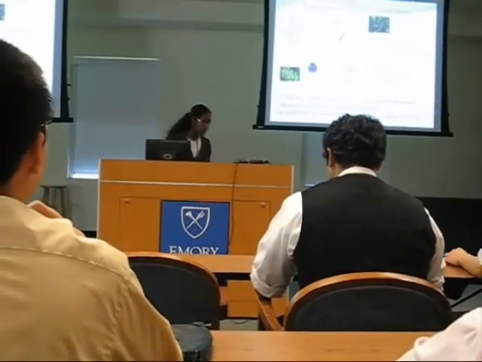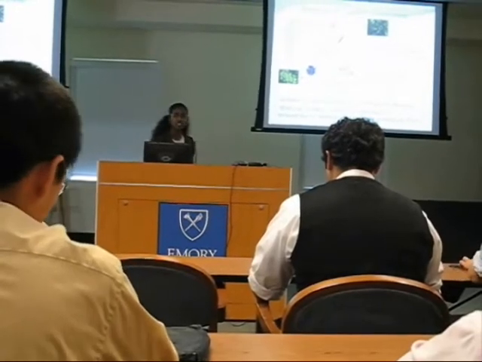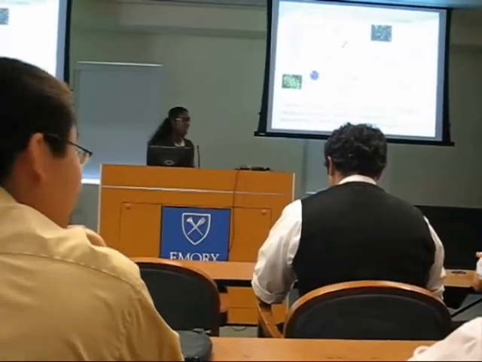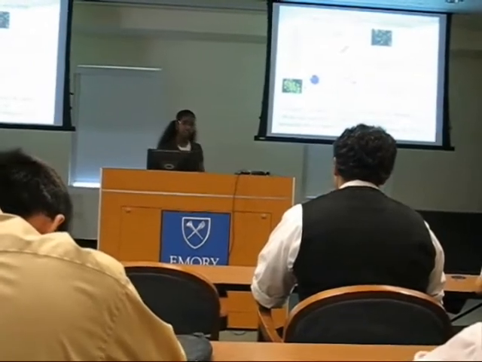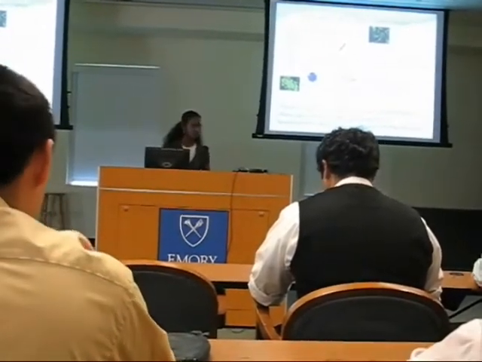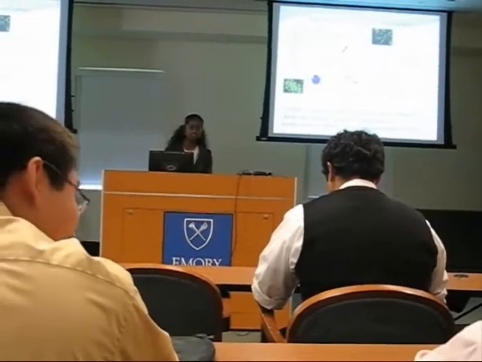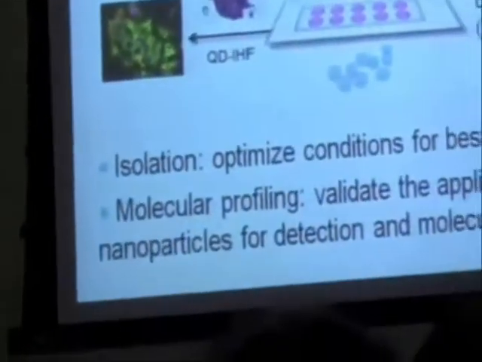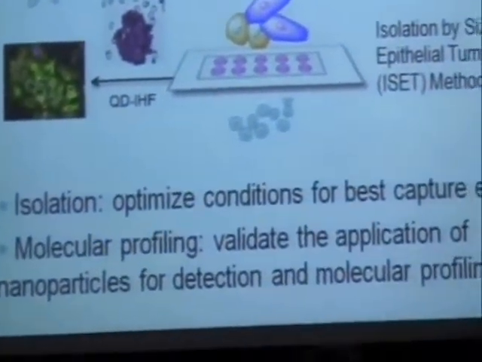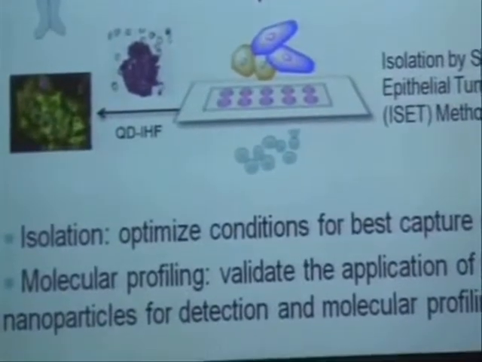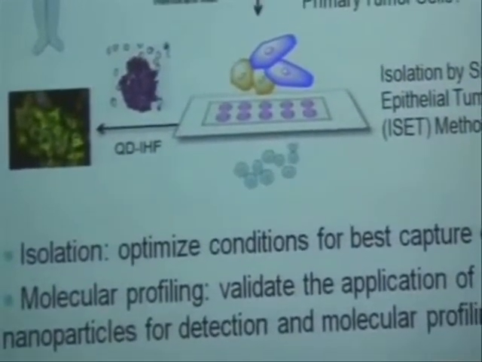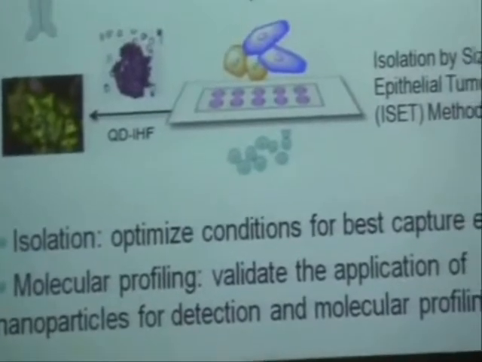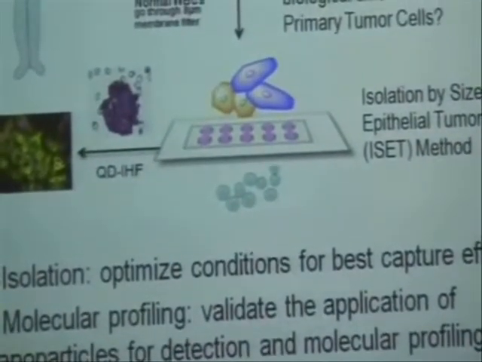So my research task and overview: I took a tissue specimen from the patient and I used QD IHF, which is quantum dot immunofluorescence staining, to study the molecular profiling and any possible biological differences between cells of the primary tumor and cells in the blood. Both are cancer cells. Also, I studied a technique called isolation by size of epithelial tumor cells, or ISET for short, where I used a filter to separate cancer cells from normal cells with a syringe pump.